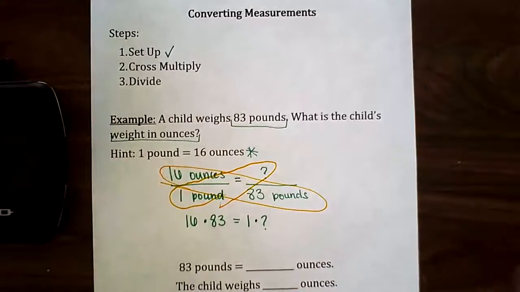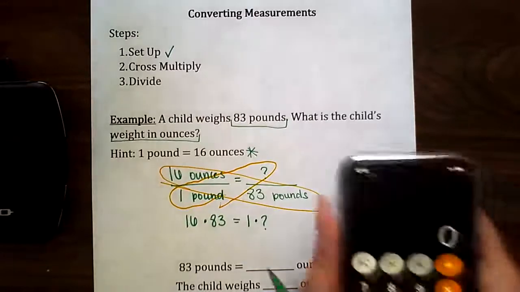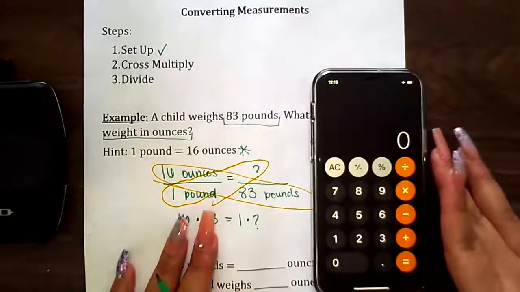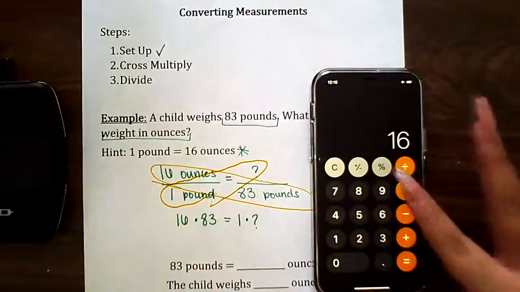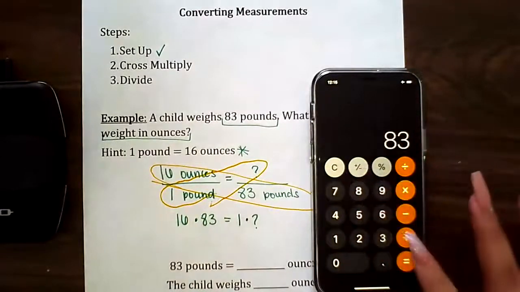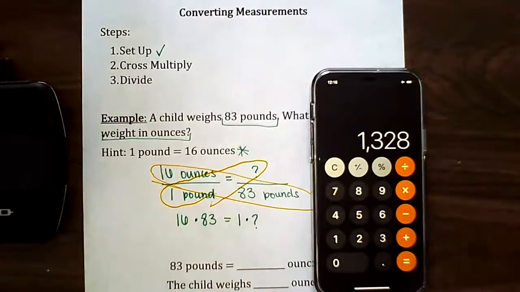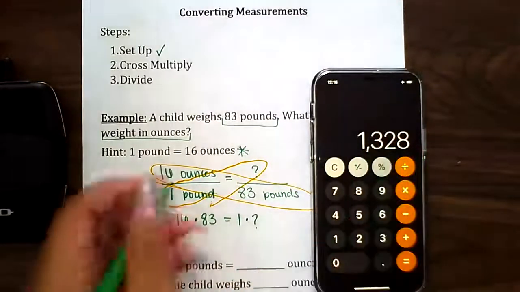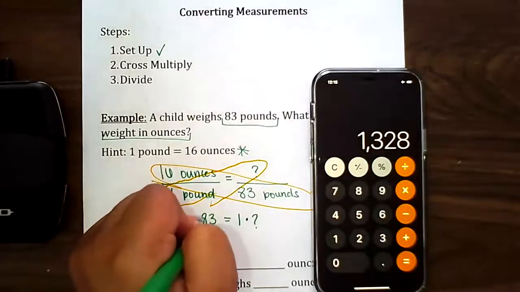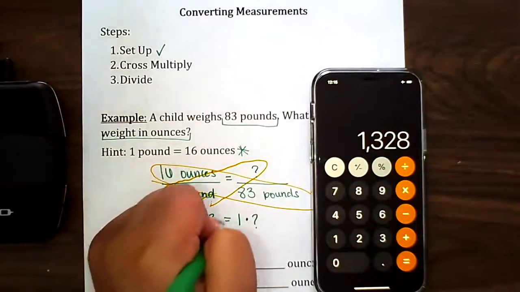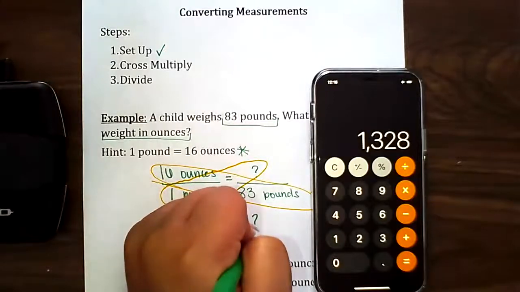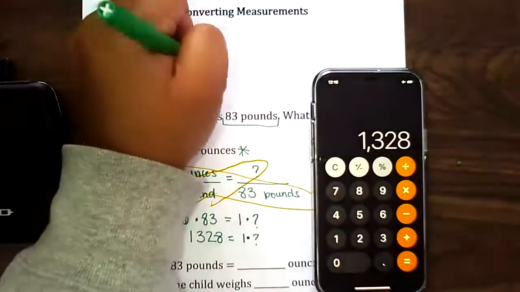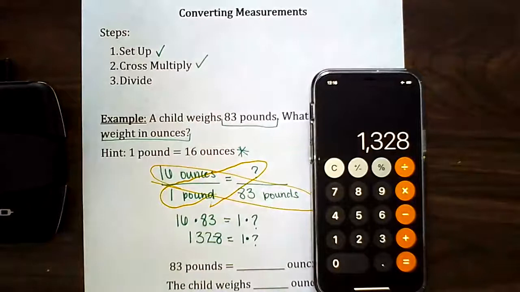So of course, I'm going to use my resources, which is my calculator, and I'm going to quickly do 16 times 83 because in the real world, you will have access to your calculator. So I have 16 times 83. That gives me 1,328, which is equal to 1 times my unknown. So we've cross multiplied. Well, what's our last step?